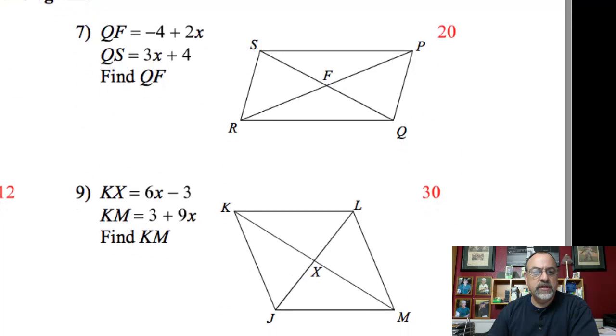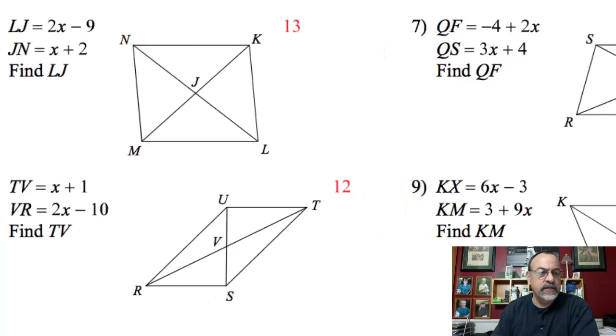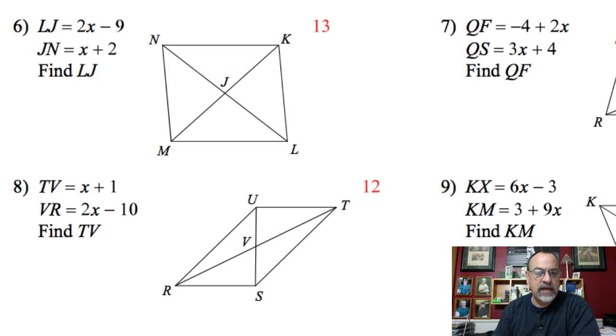Alright, let's go and look at these last few problems here, and then again, don't forget to watch that last one. In this example here, number 6, it says to find the measure of LJ. LJ is from here to here, okay? So that's this segment. That's where we need to go. Now it says that LJ is 2x minus 9 and JN is x plus 2. So I know these two are equal to each other. So the geometry says that NJ is equal to JL, or LJ.